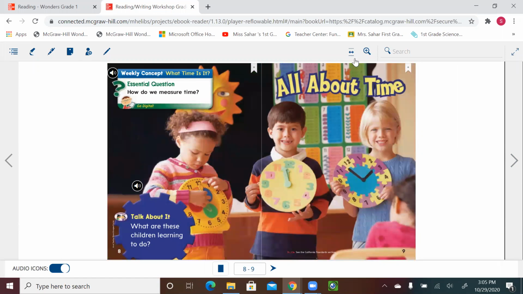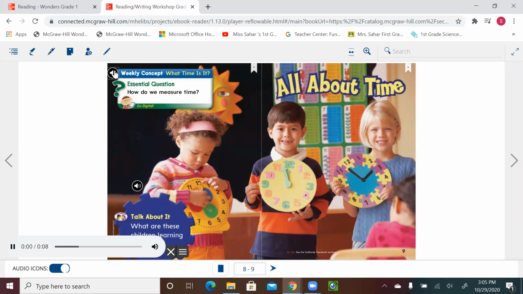And we have the essential question, page 8 and 9. Let's listen. Weekly concept. What time is it? Essential question. How do we measure time? All right, so that's what we're gonna talk and read about for this week, how to measure time. All about time. Talk about it. What are these children learning to do?